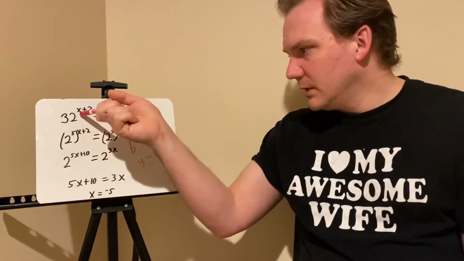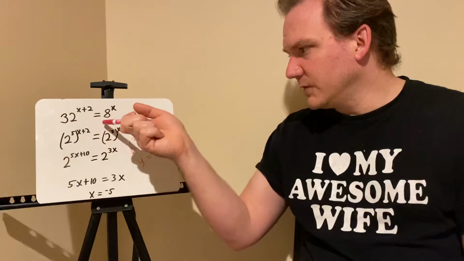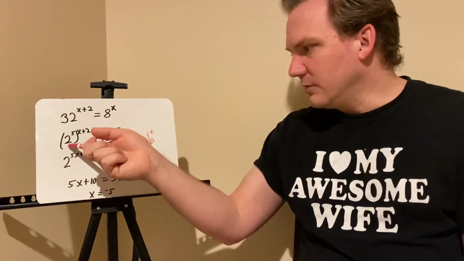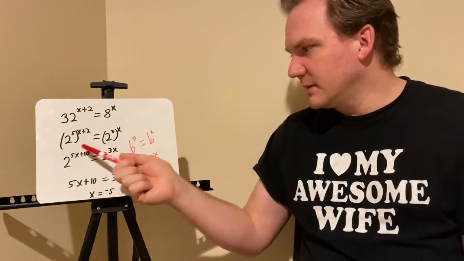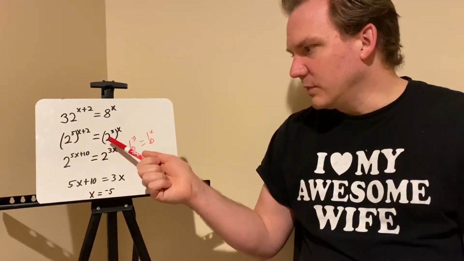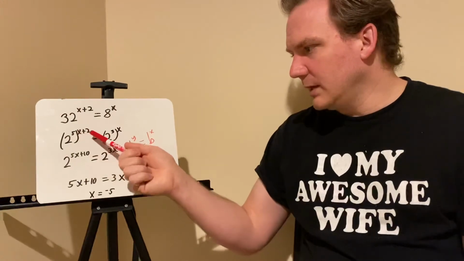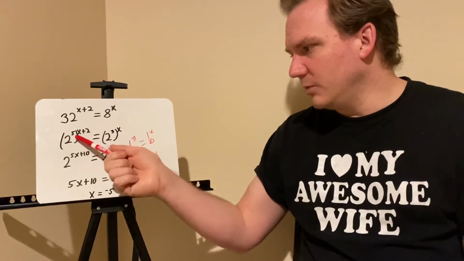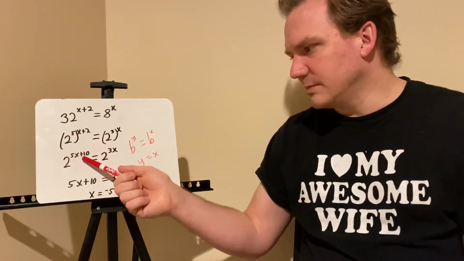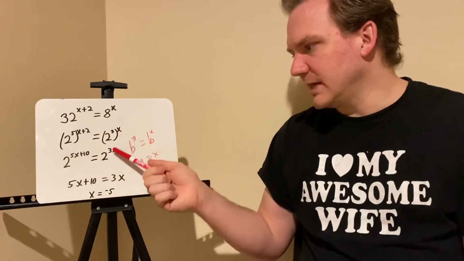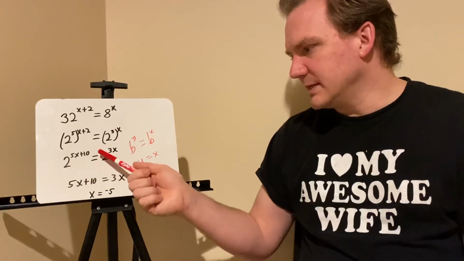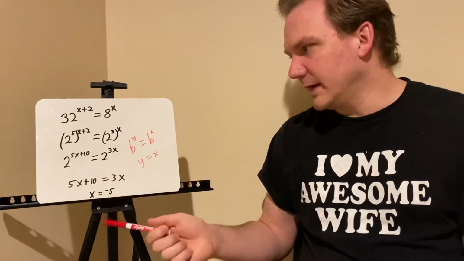32 to the x plus 2 equals 8 to the x. You can make 32 2 to the 5th, and 8 is the same as 2 to the 3rd. Then using properties of exponents, when I raise a power to another power, you multiply your exponents. So 5 times x plus 2 is 5x plus 10, and 3 times x is 3x. Now, since I have the same base, I set my exponents equal and I solve for x.